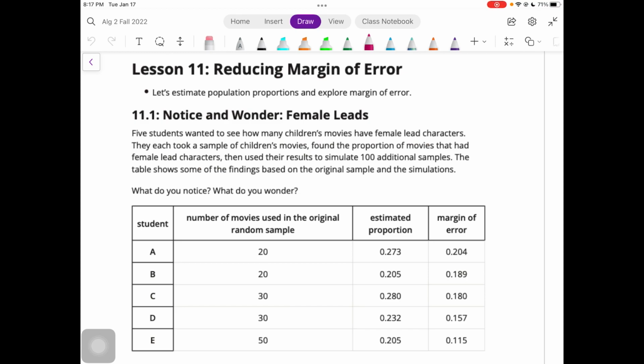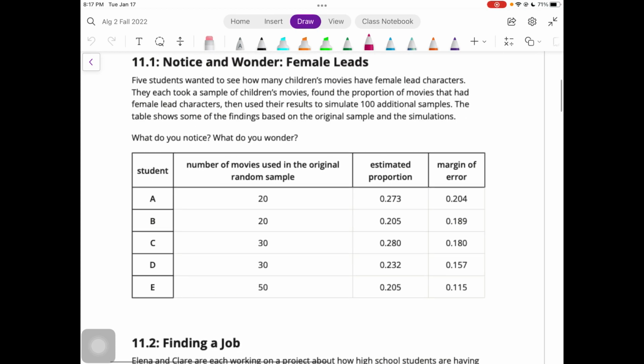5 students wanted to see how many children's movies have female lead characters. They each took a sample of children's movies, found the proportion of movies that had female lead characters, then used their results to simulate 100 additional samples. The table shows some of the findings based on the original sample and the simulations. What do you notice and what do you wonder?